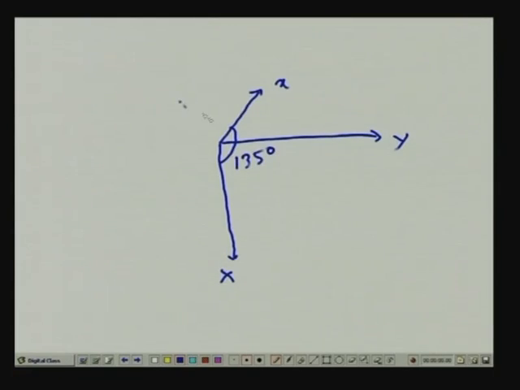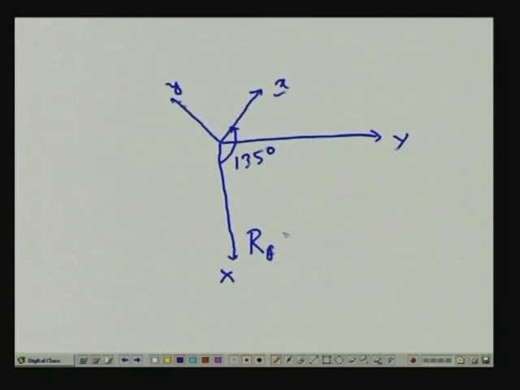So, the situation will be something like this. This is the y axis of the camera coordinate system, this is the x axis of the camera coordinate system, and by pan of 135 degree, we have to rotate the camera imaging plane in such a way that the angle between the x axis of the camera coordinate and the x axis of the 3D world coordinate is 135 degree.